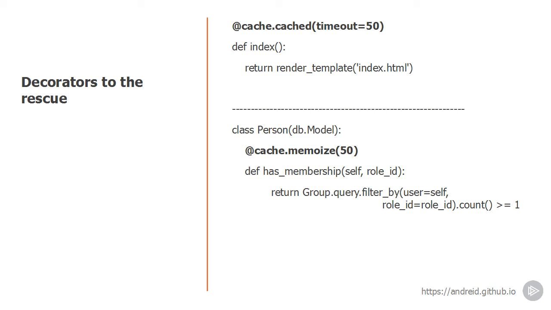I don't know if this is how you pronounce it, but you use memoize on functions that have arguments. For example, in this function has_membership, you see there's one argument, role ID. But for a function that doesn't have any arguments, you can just use cached. So let's get going and see how we can start.